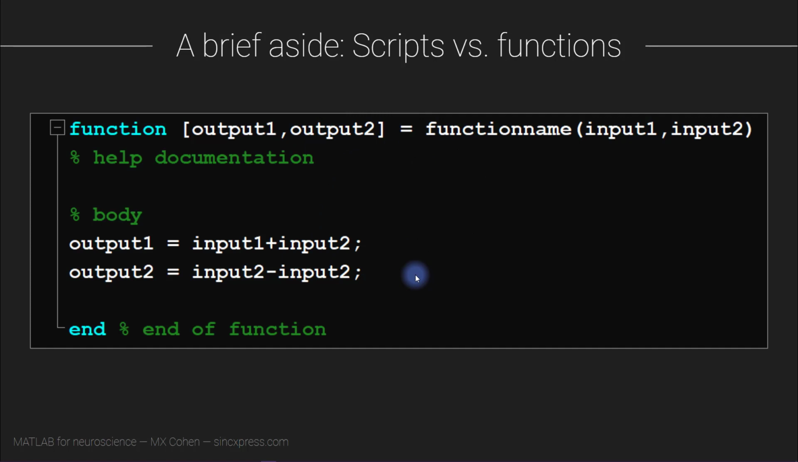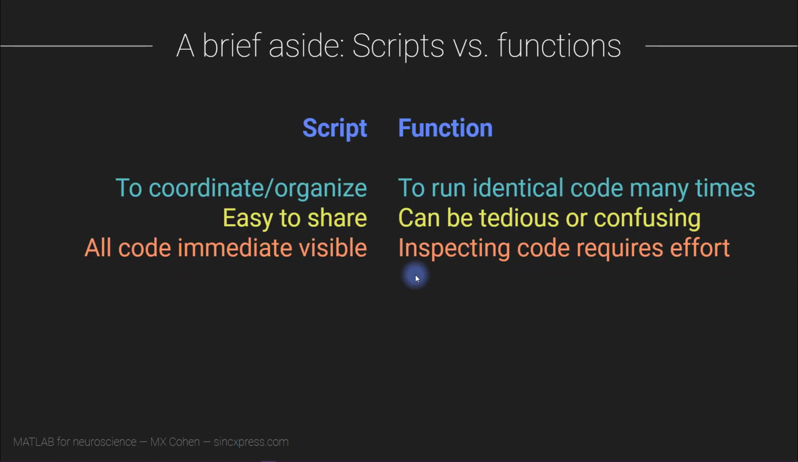So when do you use scripts and when do you use functions? Well, you would use scripts to coordinate and organize your data analysis or your simulation code, whereas you would use a function if you need to run exactly the same code lots and lots of times. So imagine, for example, that you have 10 lines of code that you need to run 30 times. Now, if you would paste those 10 lines of code 30 times in the same script, then you have a few more things to learn before becoming a good programmer. So instead, you would put those 10 lines of code into a separate function.